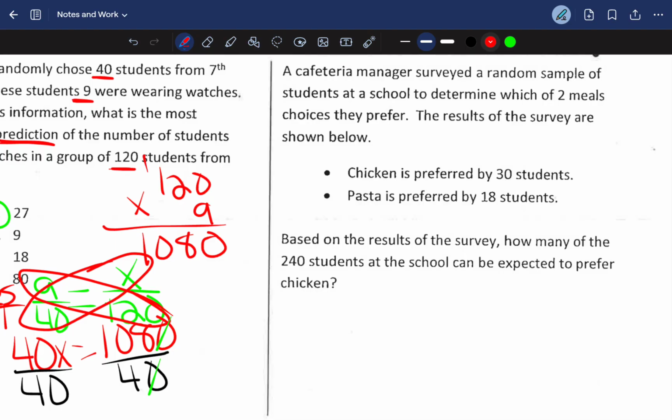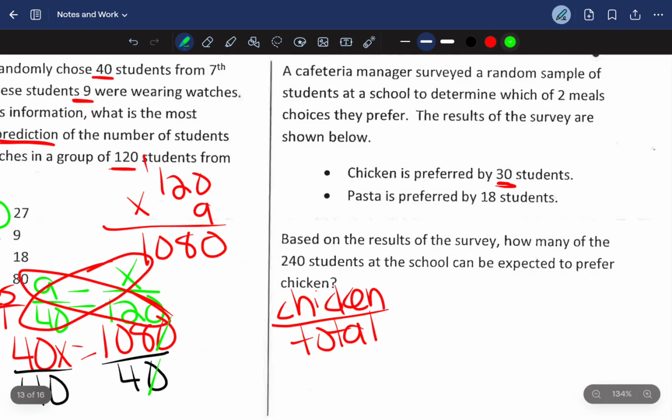Okay, so we're looking at chicken over total. I know that chicken's preferred by 30 students, so I'm going to put 30 on top. But how many students were surveyed in total? Well, you have to add 30 and 18, and that gives you 48. Sometimes you're given the total, and then sometimes you have to add to get your total. It just depends on the situation.